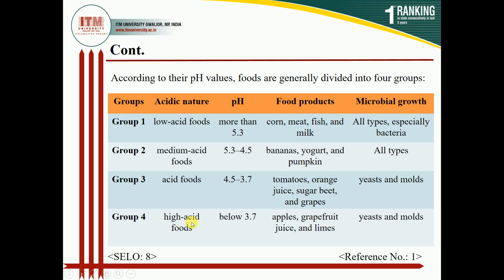Group 4 is high acid food, which means the high acidic nature, that is below 3.7: apples, grapefruit juice and lime. Yeast and molds generally grow and spoil these kinds of foods.